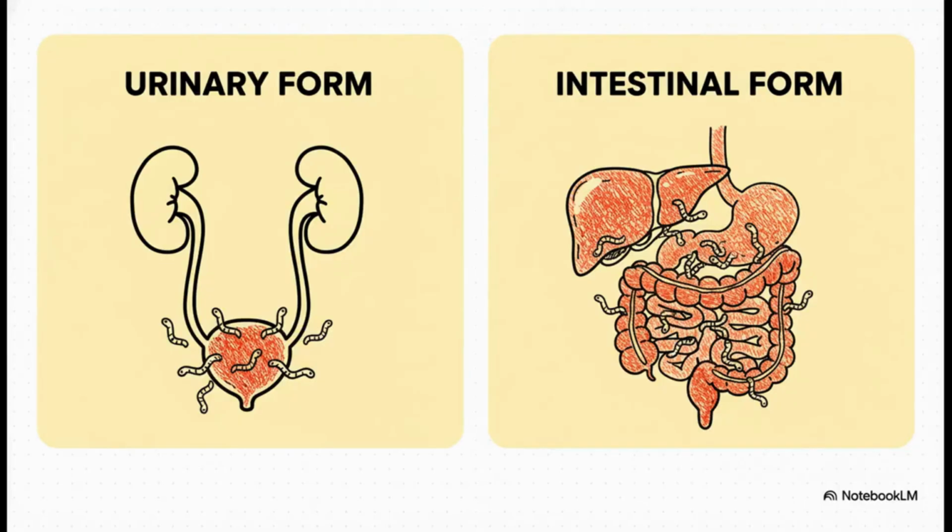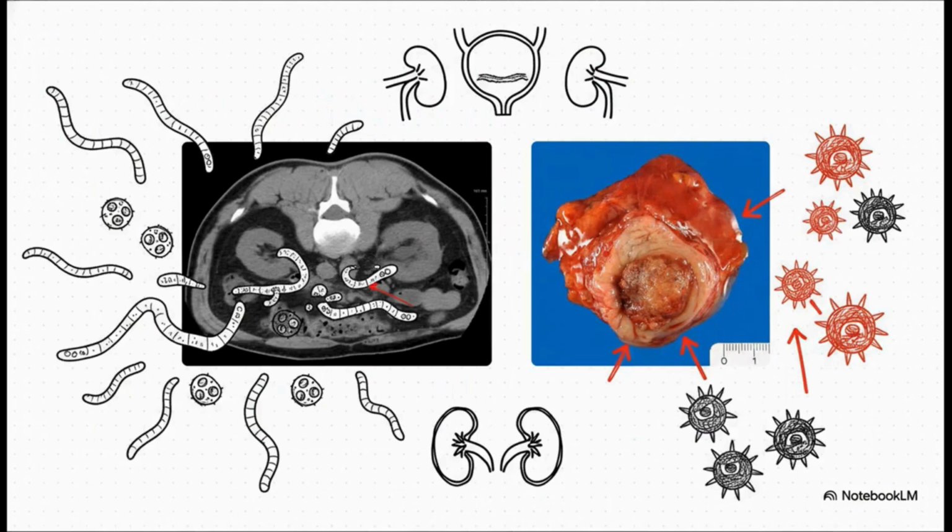Now, the parasite isn't a one-trick pony. The disease shows up in 2 main ways, depending on the exact species of the worm. One type goes after the urinary system, and the other one attacks the intestines and liver. And they are both devastating. With the urinary form, what happens is the body tries to defend itself by building these hard walls of tissue around the parasite's eggs in the bladder. You can see the damage here.